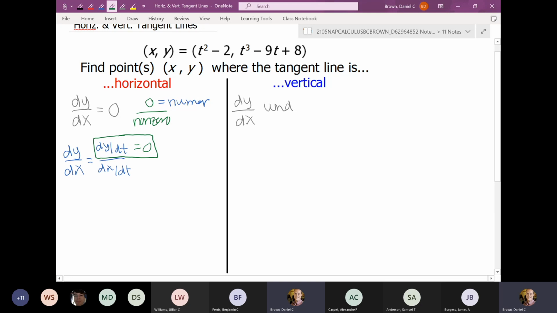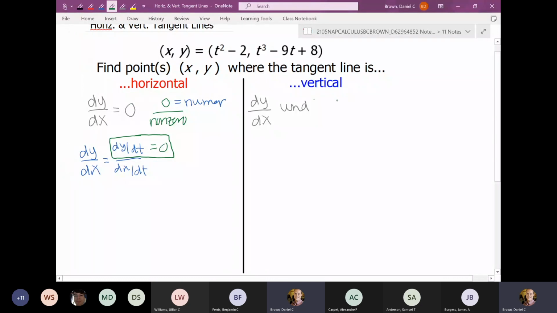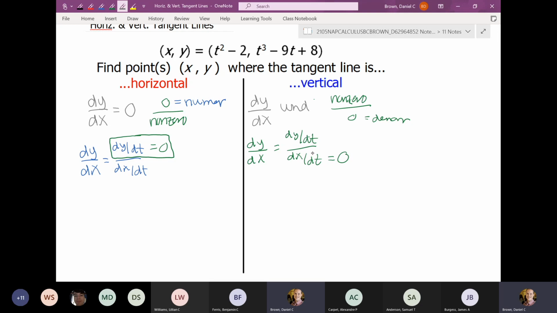Similarly, if we're talking about a vertical tangent line, we know that the slope is going to be undefined when you divide by 0. So basically when the denominator is equal to 0. So a vertical tangent line, following that logic, for a parametrically defined function, its derivative is dy/dt over dx/dt. The slope will be undefined when the denominator is equal to 0, or basically when dx/dt is equal to 0. And I think that makes sense to you when you think about it.